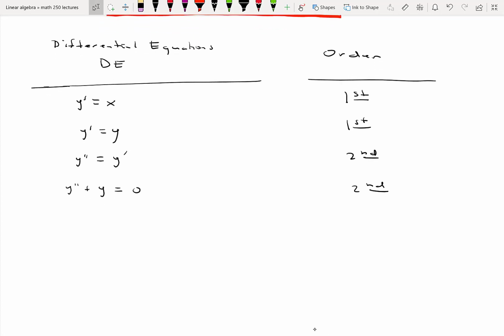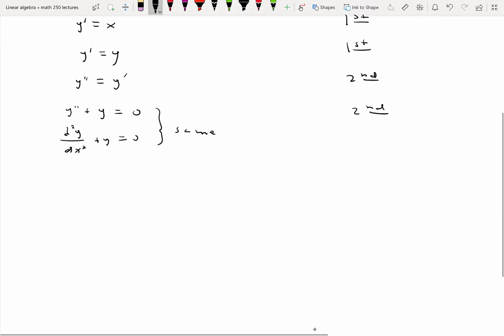Differential equations are not always written with the prime notation. Of course, we could also write the last one given there as d squared y over dx squared plus y equals 0. These are of course the same differential equation. Okay, and they don't always have to be written with derivatives indicated. We could have a differential equation written in differential form.